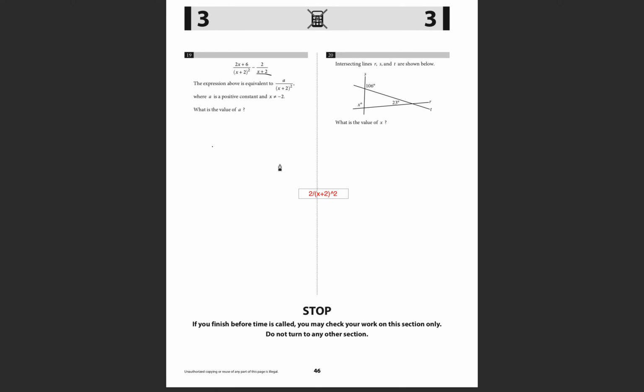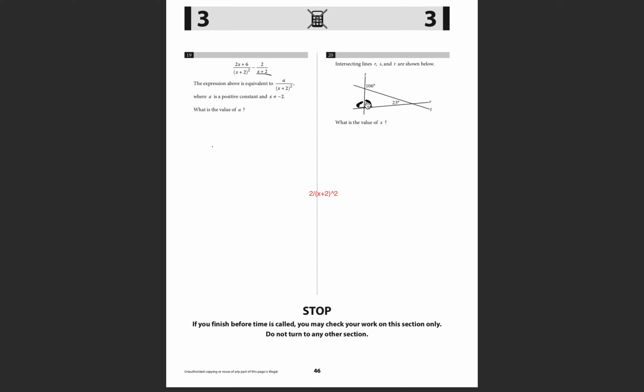Number 20. So because this is a straight line, this angle plus this angle equals 180. And because this is a triangle, the sum of these three angles is also 180. So this angle equals the sum of these two angles.